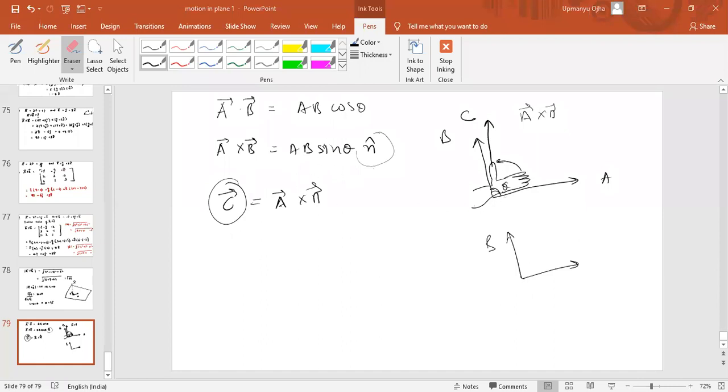To find this angle, we need to use this formula, that mod of A cross B equal to mod A mod B sine theta. This theta is the angle between A and B, and this n cap is the direction of C vector, which is A cross B. Okay, fine.